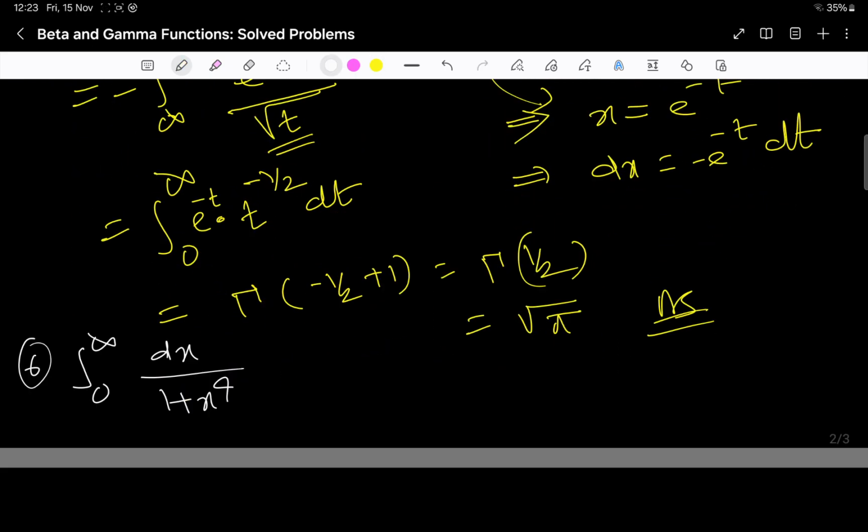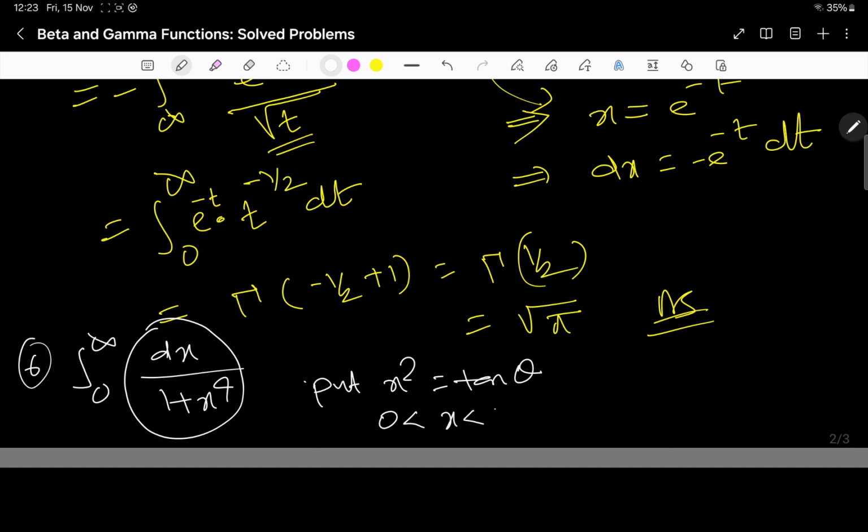Now coming to one more example, the integral from 0 to infinity of dx by 1 plus x to the power 4. This integral is quite lengthy by your previous knowledge. So now, putting the gamma function here, if I put x square equal to tan theta, then what will happen? Tan infinity is pi by 2. So when 0 is less than x less than infinity, tan 0 is 0, which implies 0 is less than theta less than pi by 2.